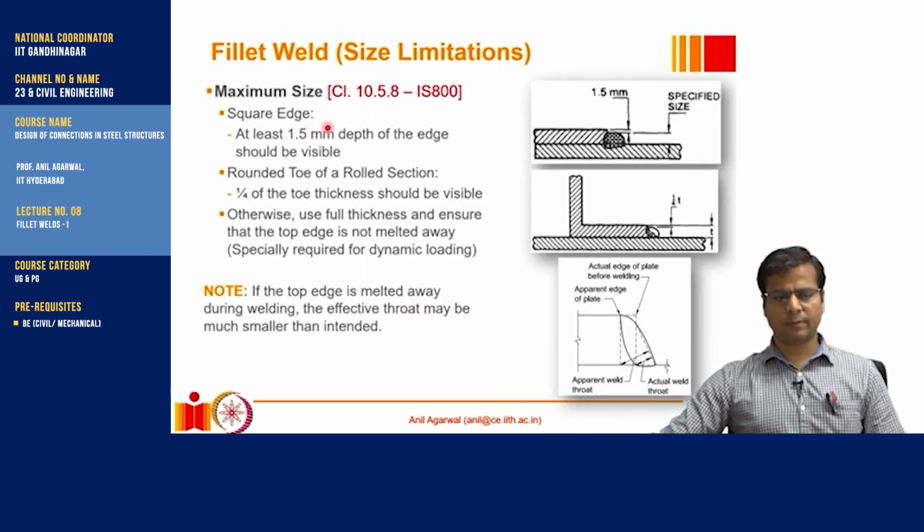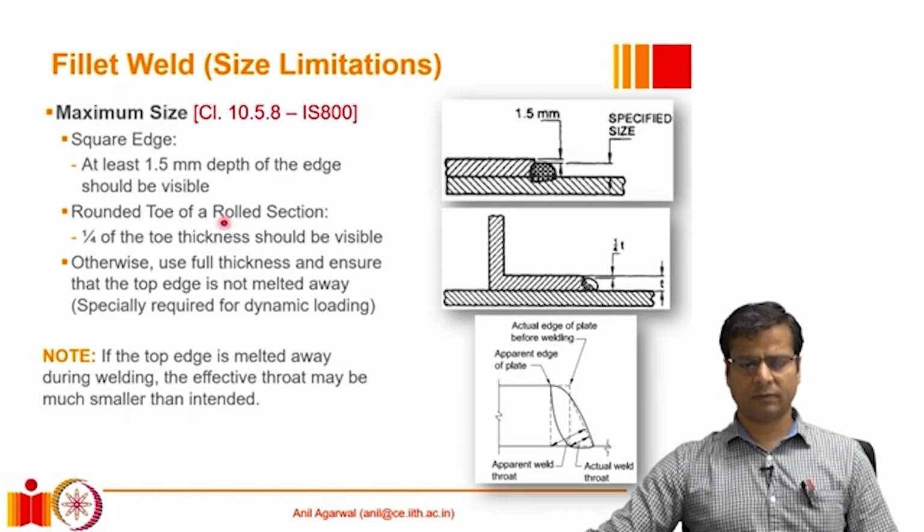There are a couple of other requirements, but these requirements are on the maximum size of a fillet weld. If we are joining these two plates together through a fillet that is provided in such a way, if this edge is a square edge, which is often achieved by machining the surface or by gas cutting it, in such a situation, the maximum size of the fillet should not be more than the plate thickness minus 1.5 millimeters. Or in other words, the top 1.5 millimeters of this plate should continue to be visible after the weld.